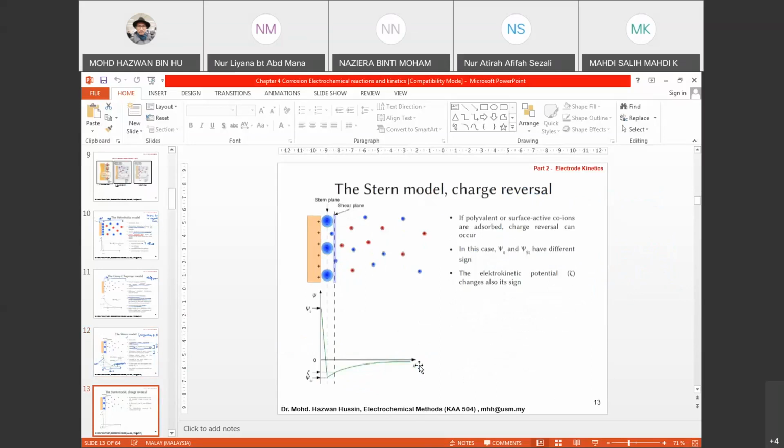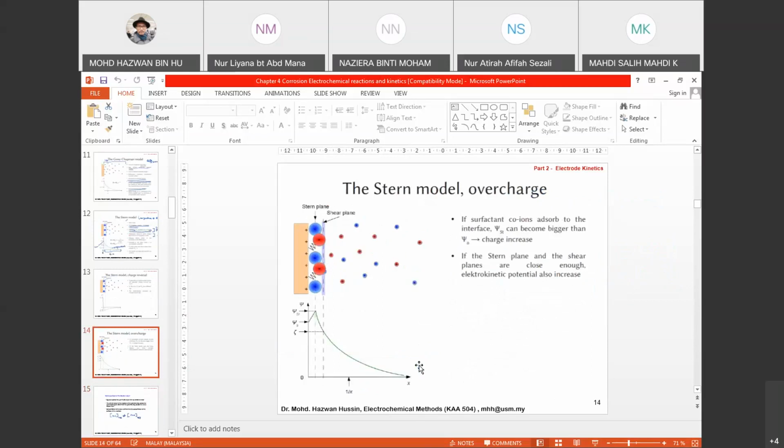So other modes of the Stern model will depend on the types of electrolyte that we use. The first one is charge reversal, if we use polyvalent ions in the electrolyte, and another one is overcharge, in the case where we use surfactants in our electrolyte.